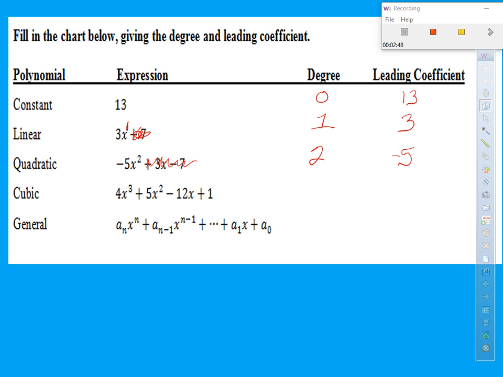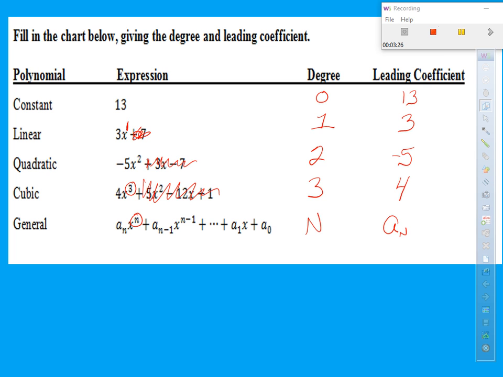On this cubic, we've graphed a couple of those already. I call them the snake. The highest degree that I see is this 3. Ignore everything else. The coefficient in front of that x cubed is the 4. Now, I just slipped this in because if you ever take college algebra down the road, they'll give you every scenario type. In this case, this would be an nth degree polynomial, and whatever a sub n is, whatever coefficient's there, would be the leading coefficient.